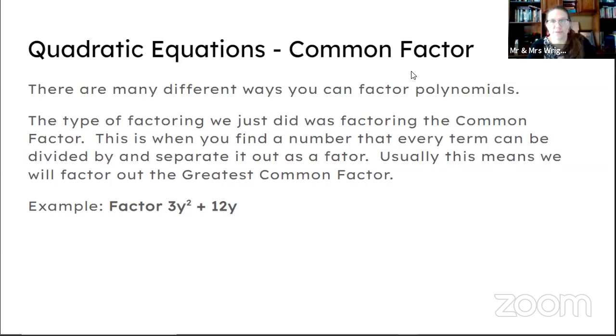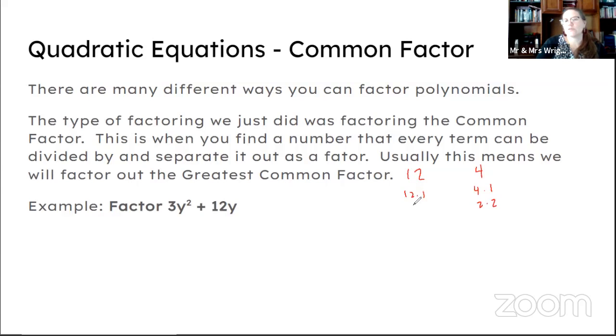This is when you find a number that every term in that polynomial can be divided by, and we're going to separate it out as its own factor. Usually this means we find the greatest common factor. So if I had the number 12 and the number 4, I want to know, what's the greatest common factor in these? Okay, so I've got a 4 times 1 here, and I've got a 2 times 2. Those are both sets of factors of 4.